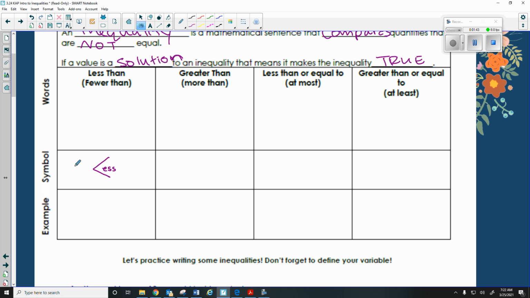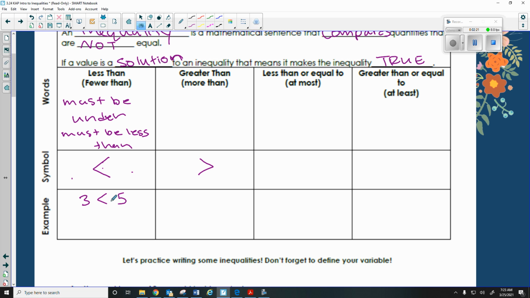So less than goes this way, and it looks like an L, for less. That's sort of how you can remember. It looks like an L, so you would say this number is less than this number. And then greater than, of course, is the flip of that. Words that mean less than: fewer than is another way to say it, must be under, must be less than, all that good stuff.